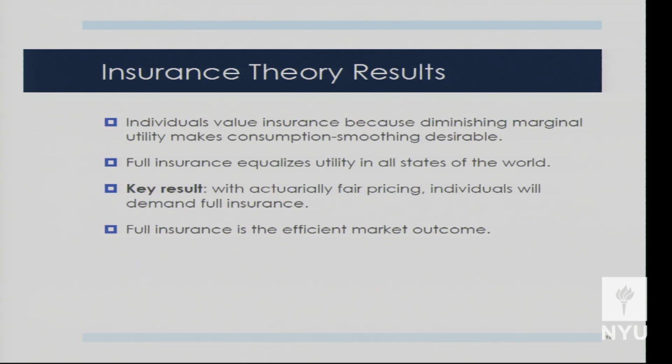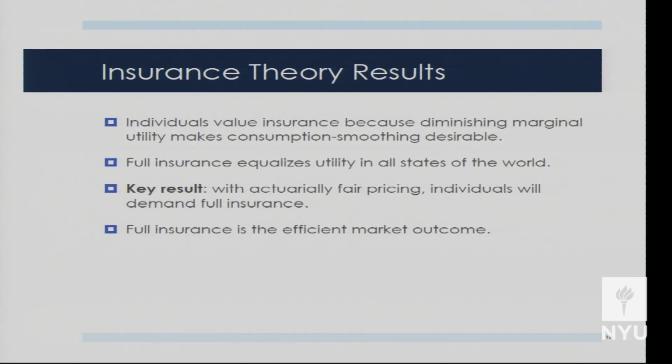Okay. So I'm going to run through some insurance theory results. We're going to talk about risk aversion more in a second, but individuals value insurance because of diminishing marginal utility. The fact that your 50th piece of pizza gives you less utility than your third piece of pizza is the whole reason you want insurance. Because remember, diminishing marginal utility was the reason you wanted to smooth consumption between period 1 and period 2. It's the same reason you want to smooth consumption between the good state of the world and the bad state of the world. It's all the same thing. We'll talk more about it in a second.